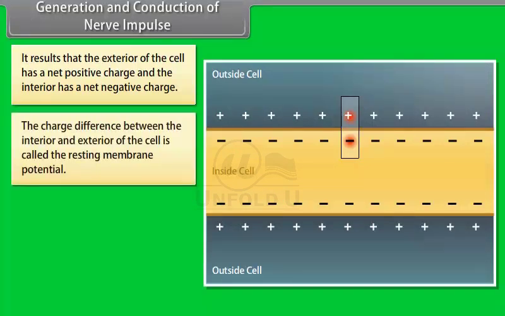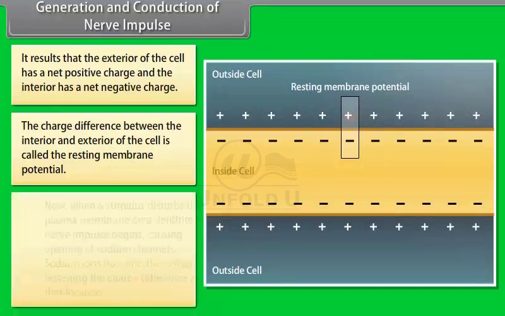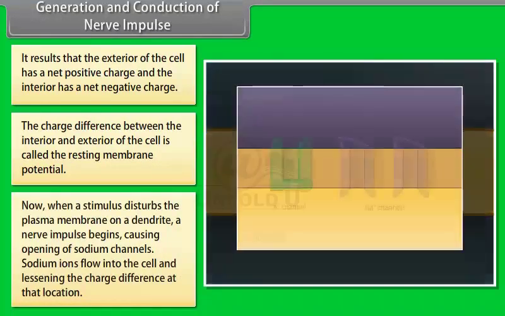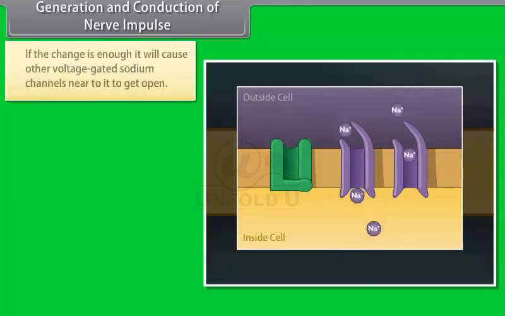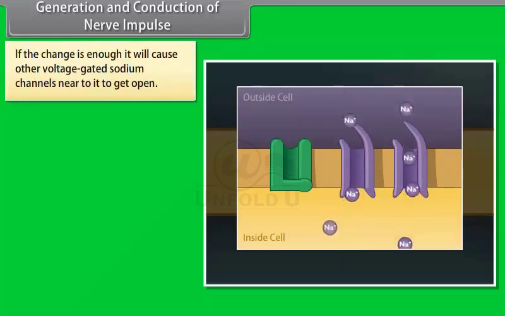The charge difference between the interior and exterior of the cell is called the resting membrane potential. Now, when a stimulus disturbs the plasma membrane on a dendrite, a nerve impulse begins, causing the opening of sodium channels. Sodium ions flow into the cell and lessen the charge difference at that location. If the change is enough, it will cause other voltage-gated sodium channels near it to open.